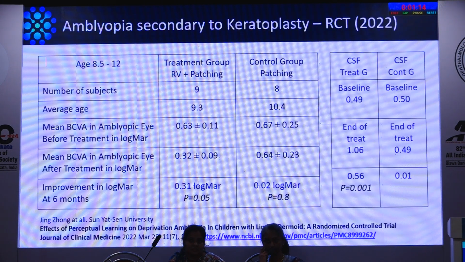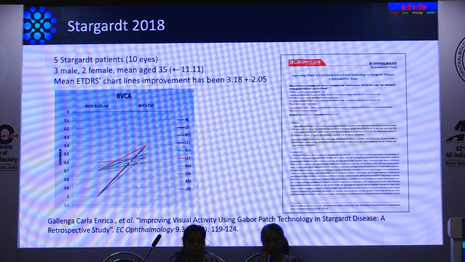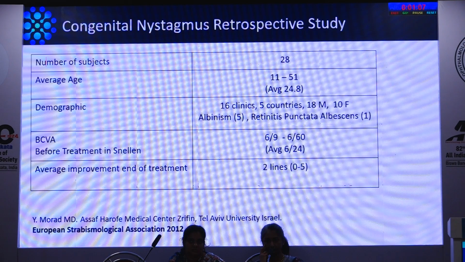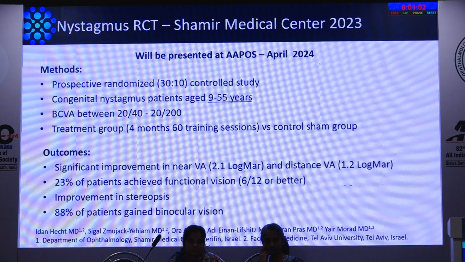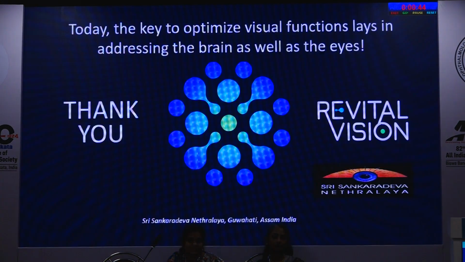And also there is improvement when you try it in keratoplasty, albinism and bilateral amblyopia, even in Stargardt's and congenital nystagmus. It's a retrospective study where the vision improved by about 2 lines. And this is a paper which is going to be presented in APOS, a randomized study in congenital nystagmus patients aged from 9 to 55 years. There is a significant visual improvement of about 2 lines and more, and also improvement in stereopsis, and we have also studied keratoconus patients.